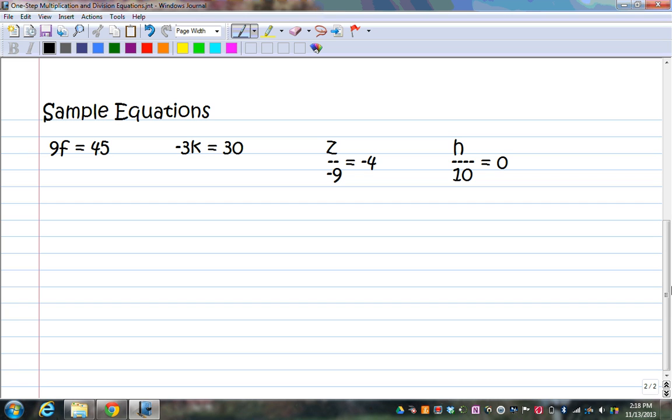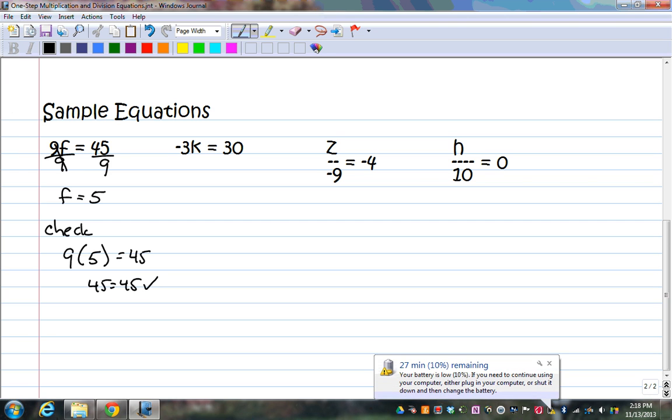This means 9 times f. The way that we're going to get rid of it is through division. Divide by 9 on both sides. f is equal to 5. Do a check step. I'll have 9 times f, which I'm saying is 5, should be equal to 45. And sure enough, this is a beautiful thing. My answer is right. Next one, I have negative 3 times k is equal to 30.